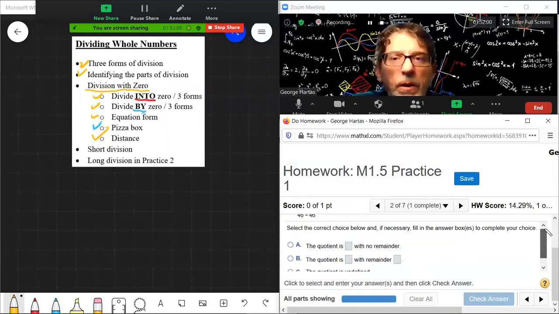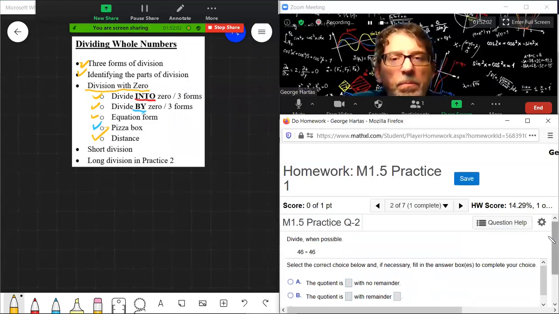Divide when possible. 46 divided into 46. Okay. So anything divided by itself is 1. It's called an identity property. So whenever you divide something by itself, it's 1.